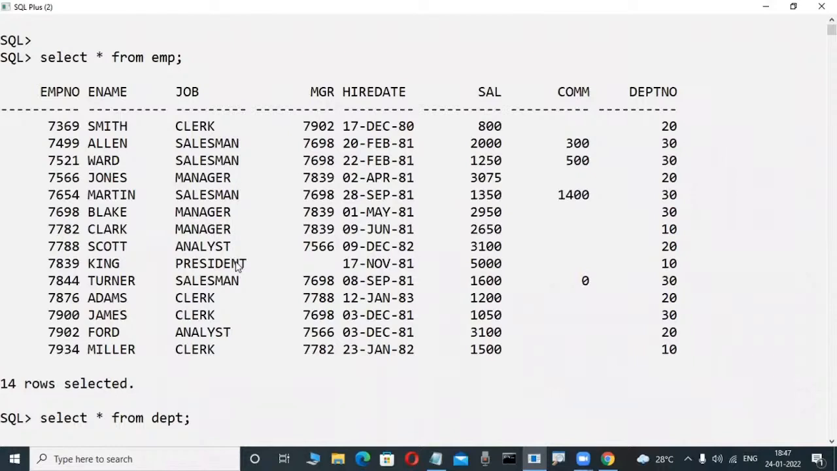What are the users? You don't have an idea, but roughly, maybe guess it only. Which one is a master table? Which one is a child table? In these two tables, one is master, one is child. They are telling this only in Oracle Corporation.